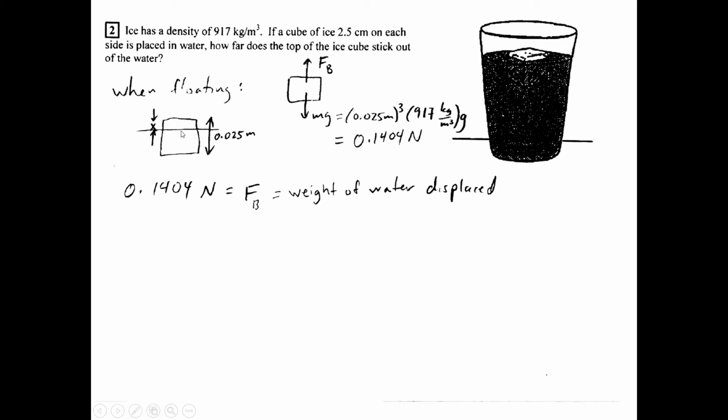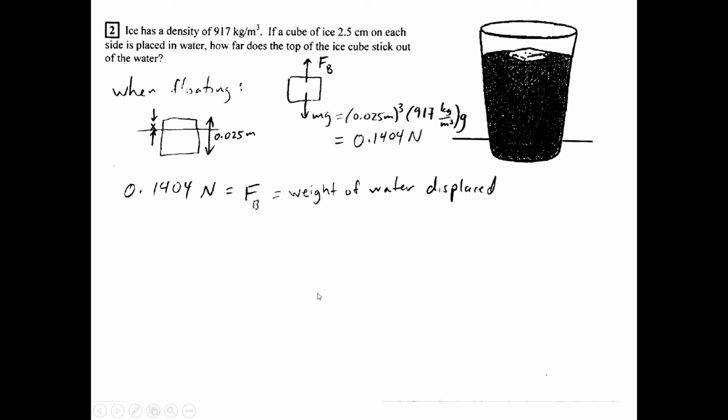So the buoyant force is that, but I also know that that's equal to the weight of the water pushed out of the way. And when I do that, I only need to calculate the weight of the water that would fit into this bottom part, the part of the ice cube that's submerged. That's the only water that is displaced. The top of the ice cube isn't displacing any water. That's the meaning of displaced here.